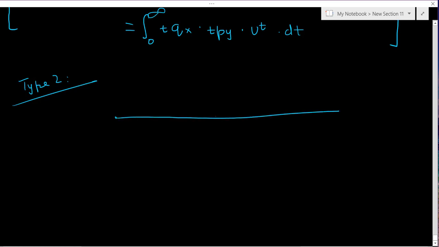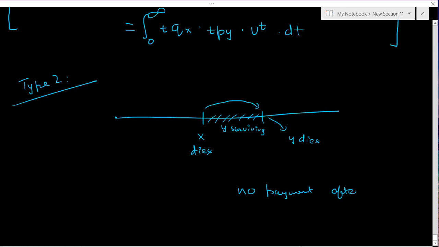This is saying that I want x to die, and as long as after the death of x, y is surviving, I want to make payments till y dies. So I will be making payments in this entire area, but there would be no payment made after time n, so no payment after n years.